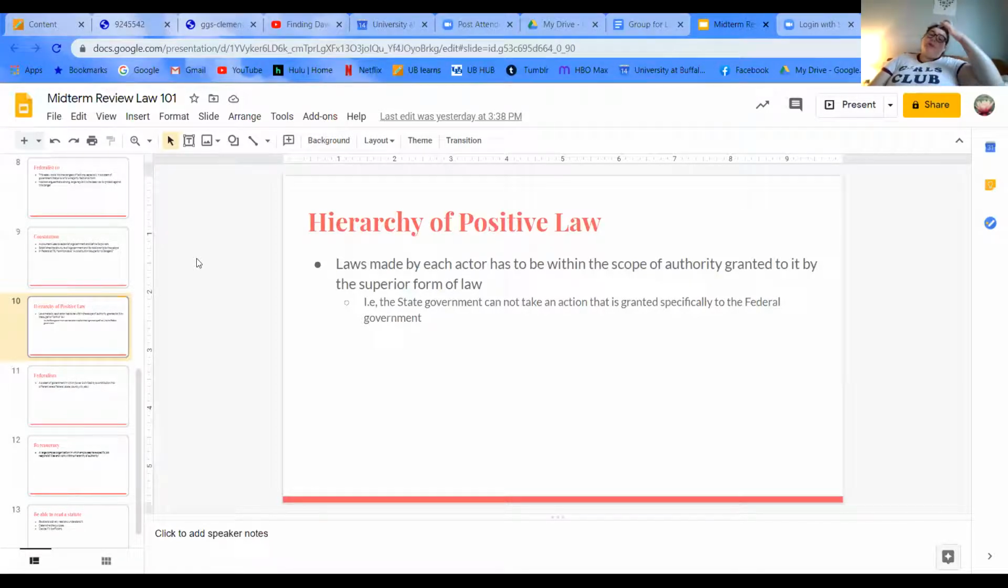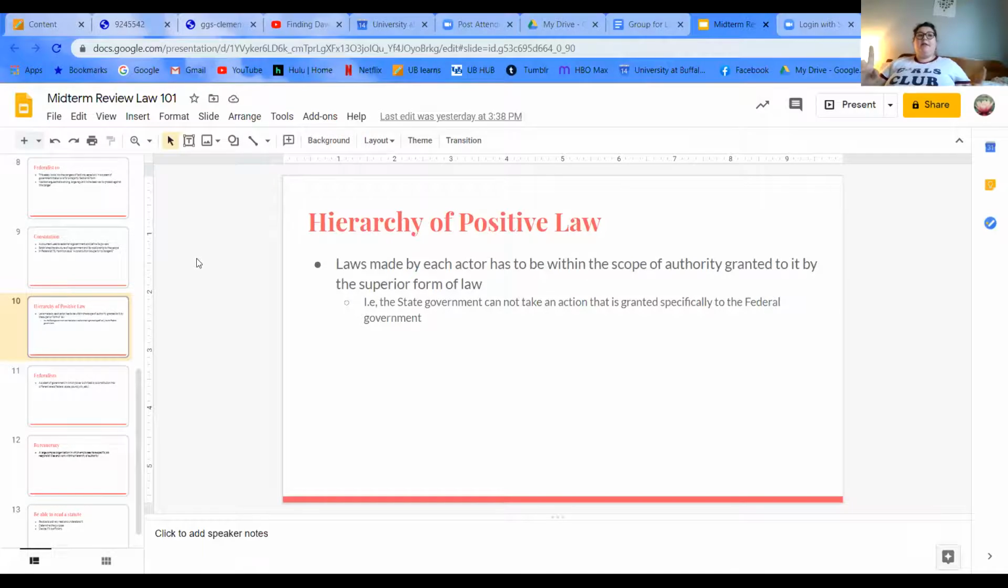So that's a lot of wording just to mean that the local government, the Erie County government, to take a real world example, can't just say, okay, all the restaurants can open now completely without any COVID restrictions, even if Governor Cuomo says they can't, because they haven't been granted that power by the state. That's out of their scope of authority.